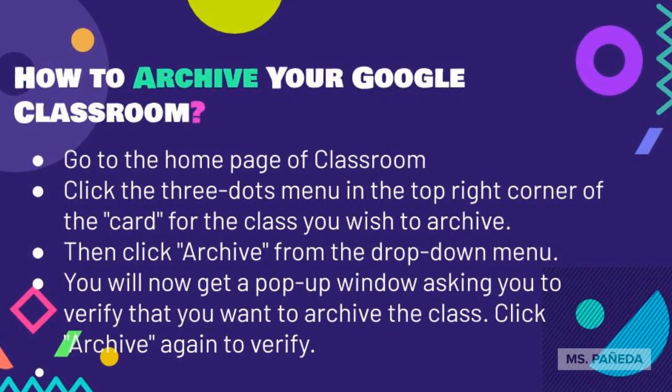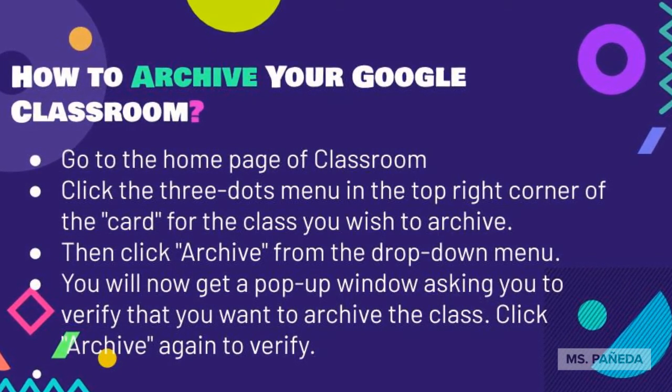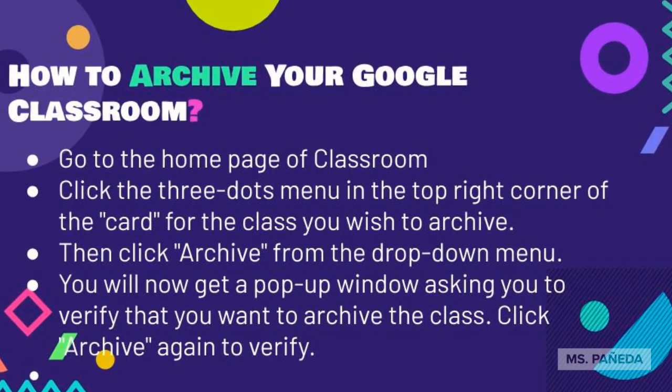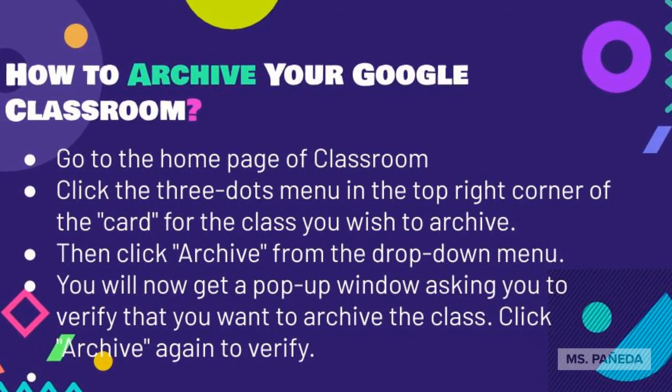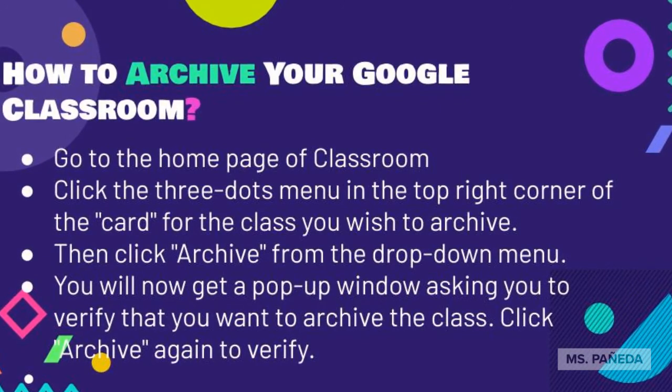Do the following. Go to the home page of Classroom. Click the three dots menu in the top right corner of the card for the class you wish to archive. Then click Archive from the drop-down menu. You will now get a pop-up window asking you to verify that you want to archive the class. Click Archive again to verify.